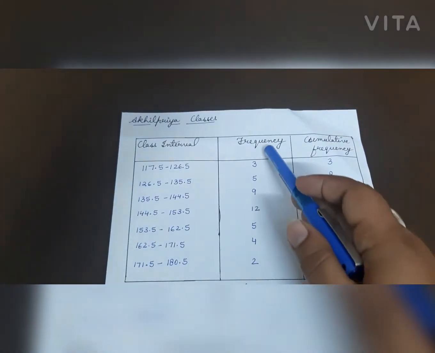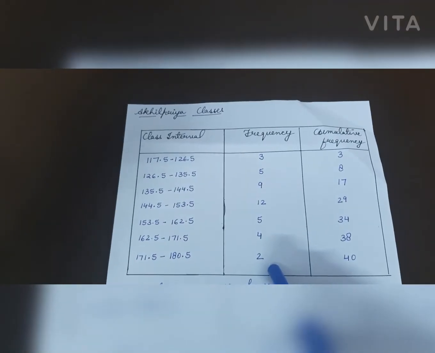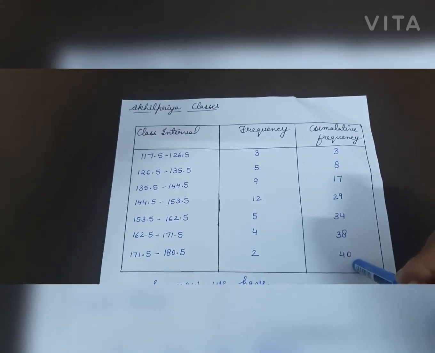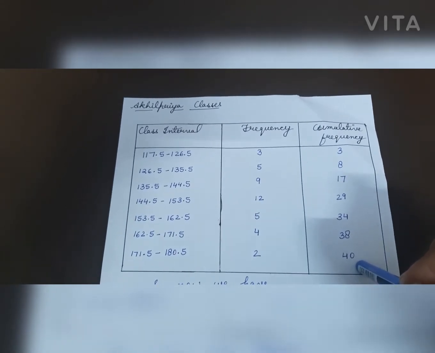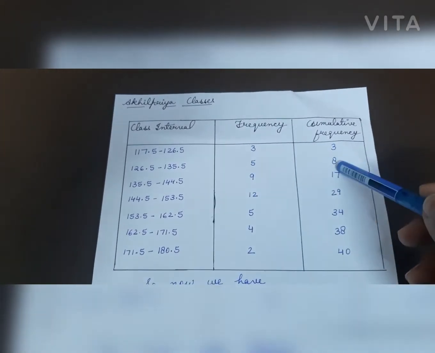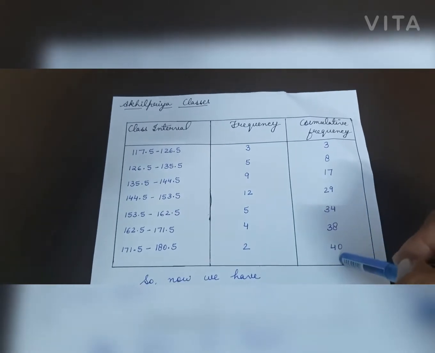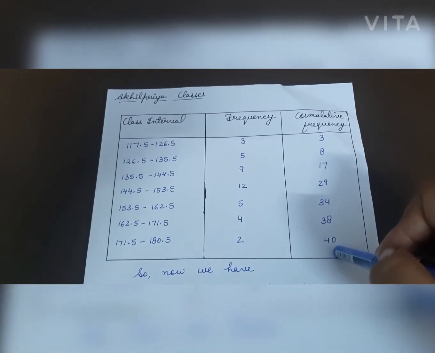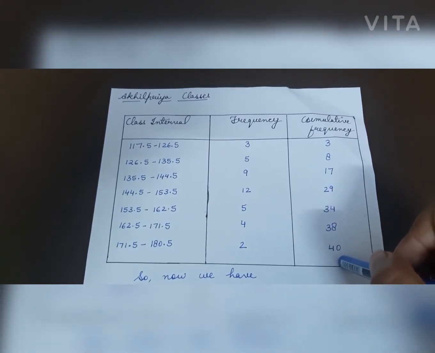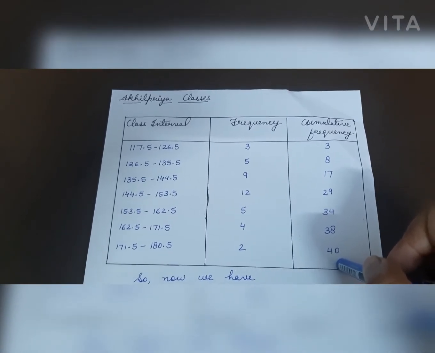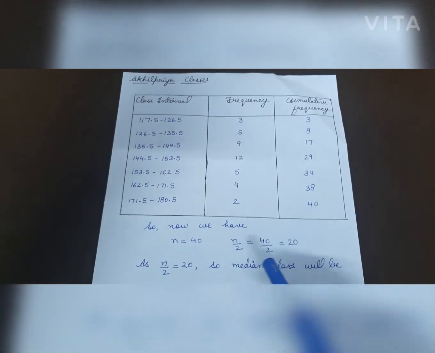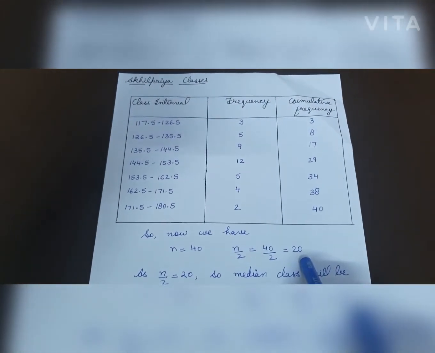We have been given the frequency in the question. We just need to find out the cumulative frequency. You are all well aware how to find cumulative frequency, just addition of the frequencies: 3 plus 5 is 8, 8 plus 9 is 17, up to our last value. You also know that the last value of our cumulative frequency is the value of n. From the value of n we can easily calculate n by 2, which comes out to be 20.